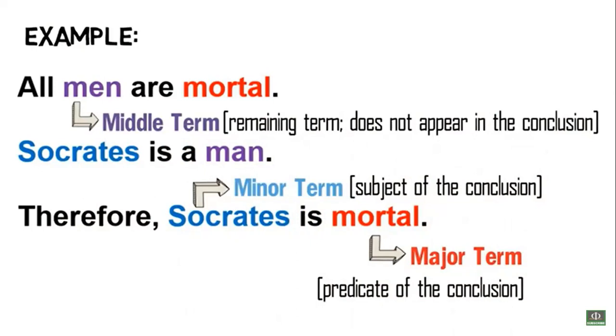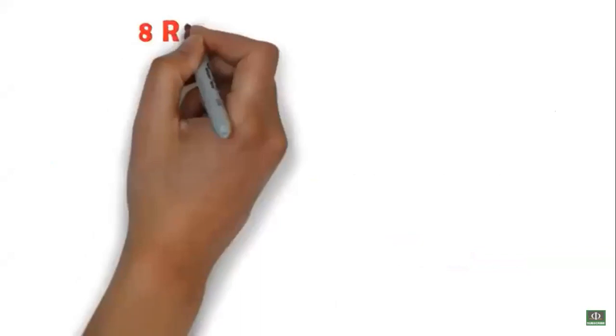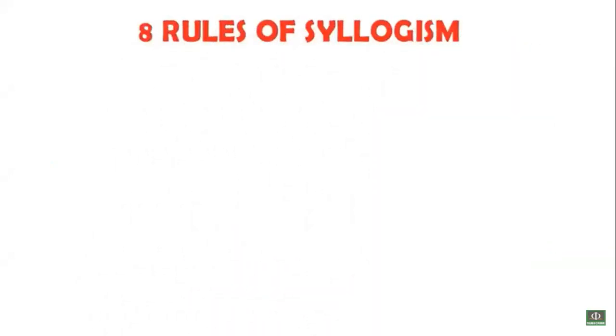Now that we have presented the key concepts in arguments or syllogisms, let us proceed to the determination of their validity. Logicians have formulated 8 rules of syllogisms, but of course they can be expanded to 10 or reduced to 6. But let us follow what logicians commonly used, that is the 8 rules of syllogism.